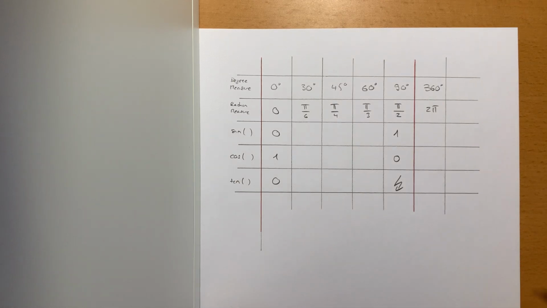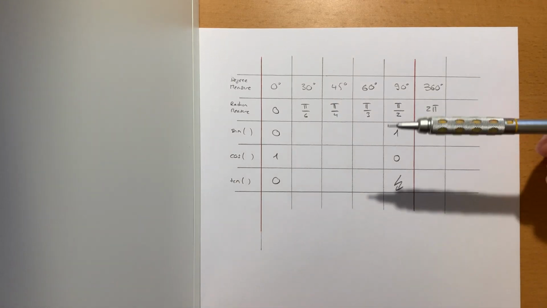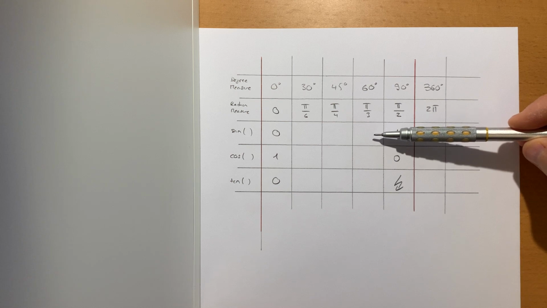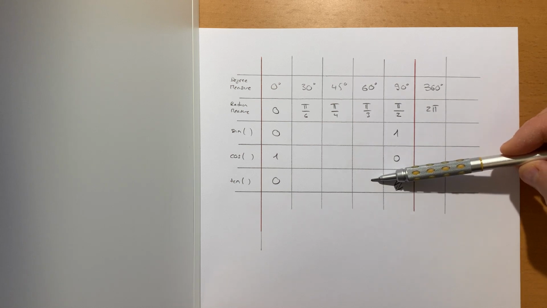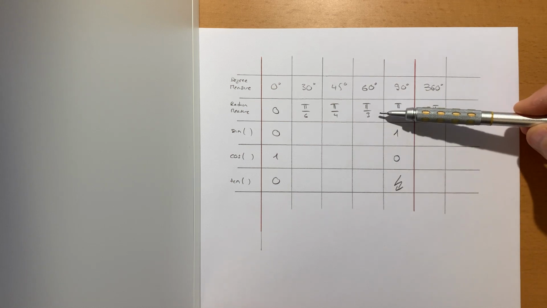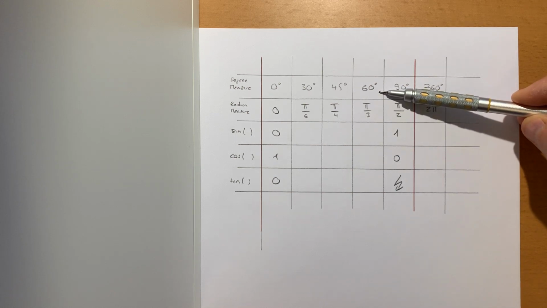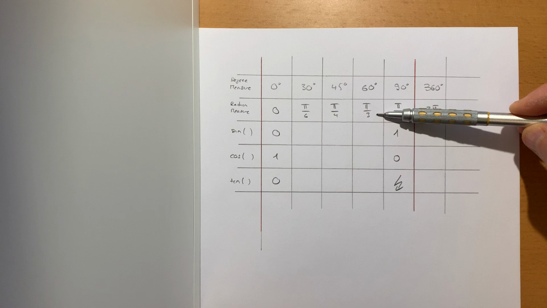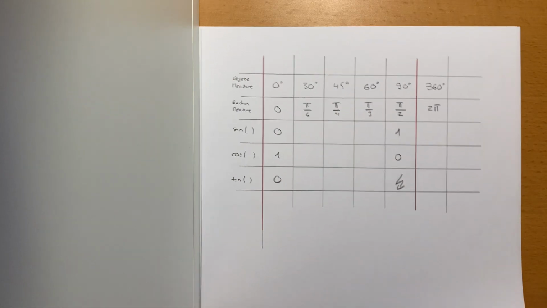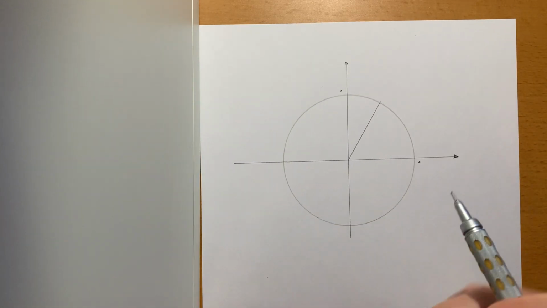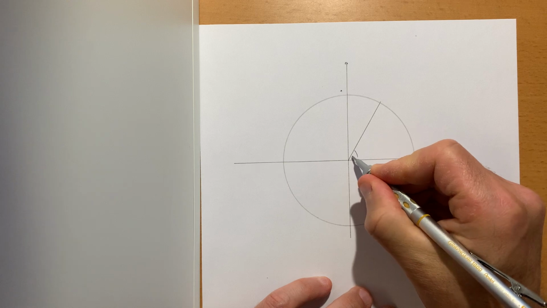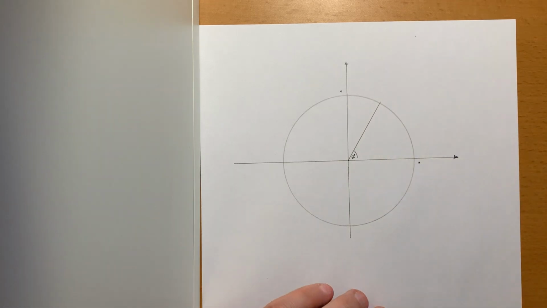Hi, I'm Mr. Huber, and in this video I would like to have a look at the sine, cosine, and tangent value for 60 degrees or pi thirds. Okay, 60 degrees in the degree measure, pi thirds in the radian measure. Look, this is a 60-degree angle here.